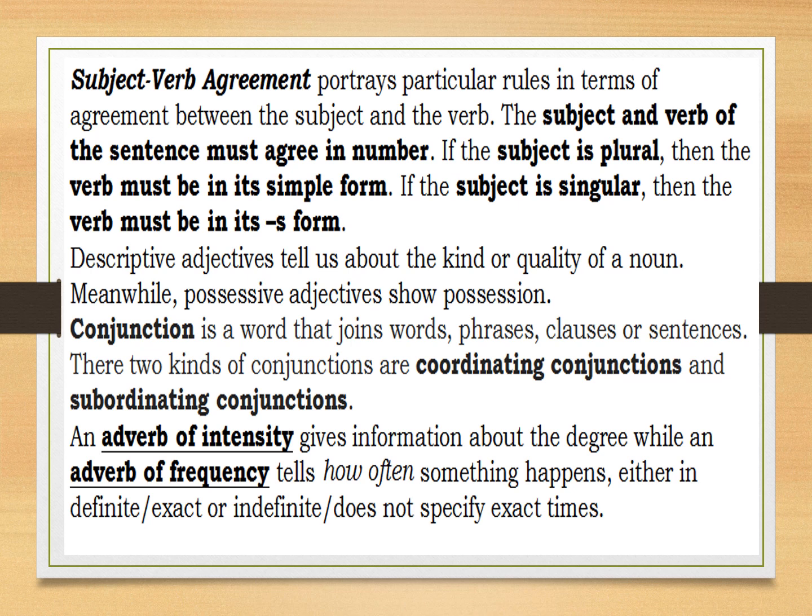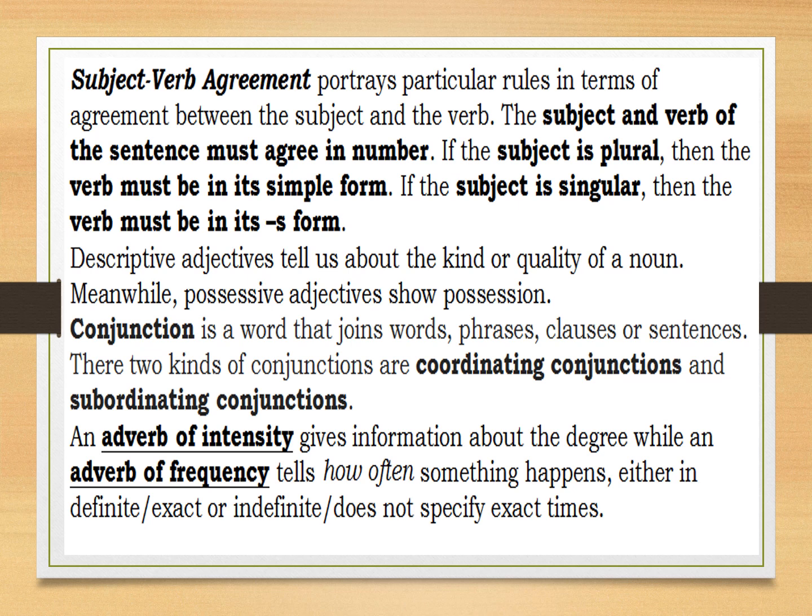Subject-verb agreement portrays particular rules in terms of agreement between the subject and the verb. The subject and verb of the sentences must agree in number. If the subject is plural, then the verb must be in its simple form. If the subject is singular, then the verb must be in its S form.